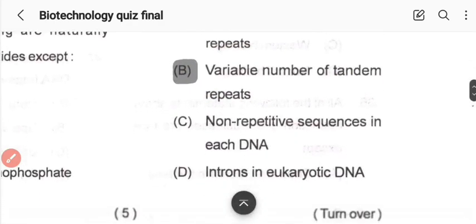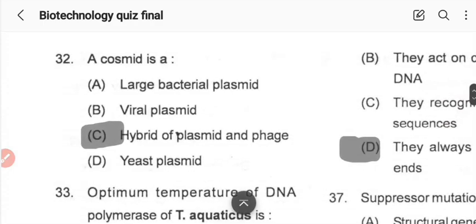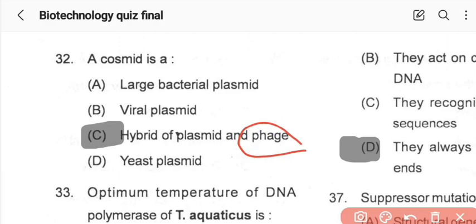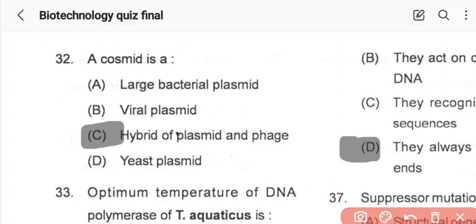Okay, then the next question, 32. A cosmid is a hybrid of what? Plasmid and phage. Phage is what? Phage is nothing but a virus which infects bacteria. Okay, so a hybrid of plasmid and phage DNA is called a cosmid. Okay, this is used for what?